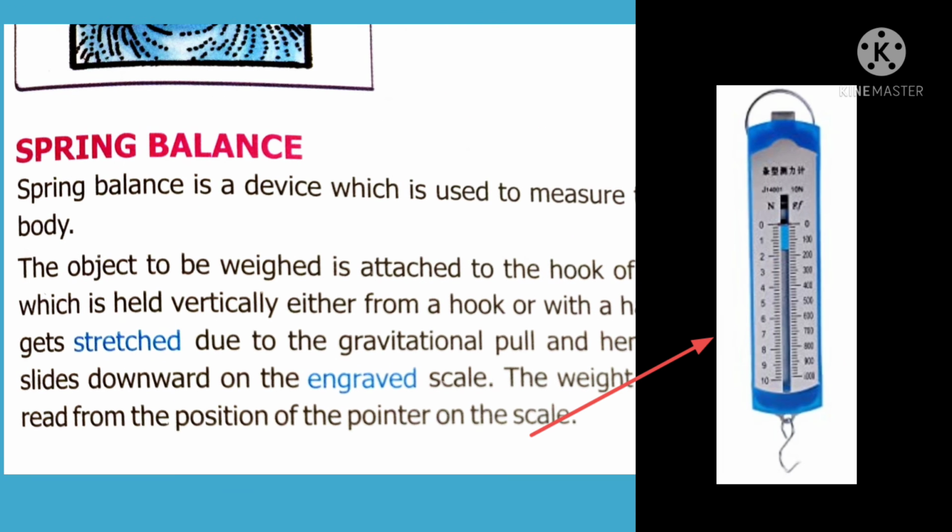This is the image of a spring balance, which is used to measure the weight of a body. It has a hook, a curve-like structure at the base, in which the object to be weighed is attached. The weight of the object is measured with the help of a pointer on the scale. Electrostatic force is used to remove solid pollutant particles like carbon and ash from smoke.